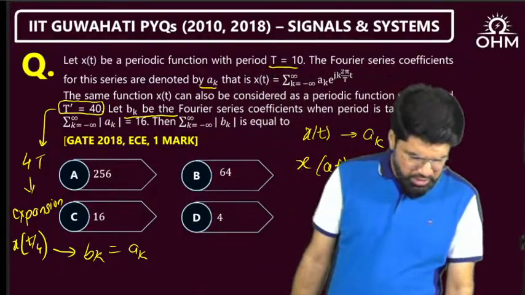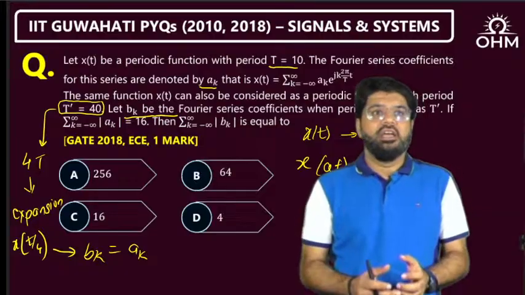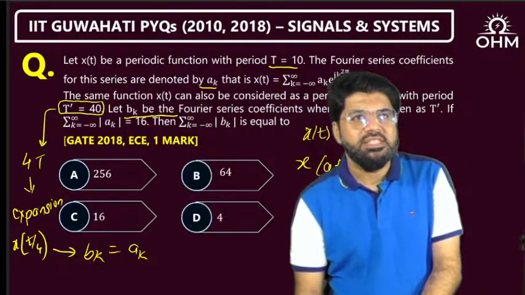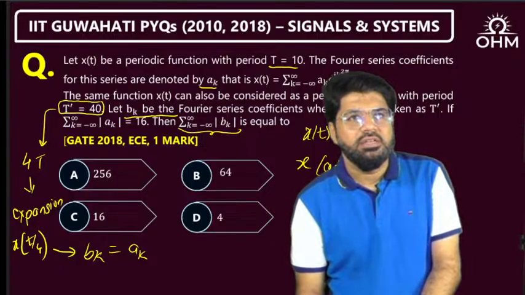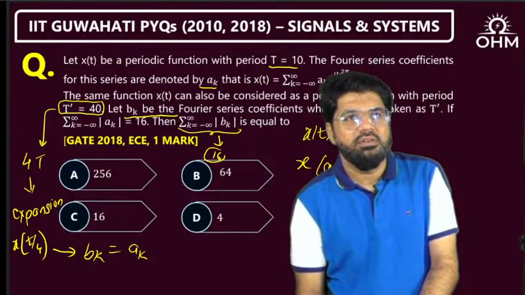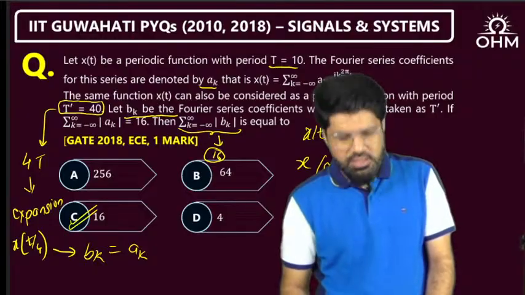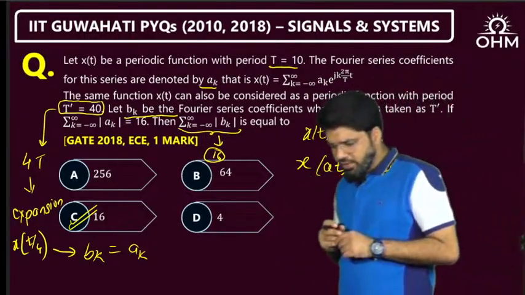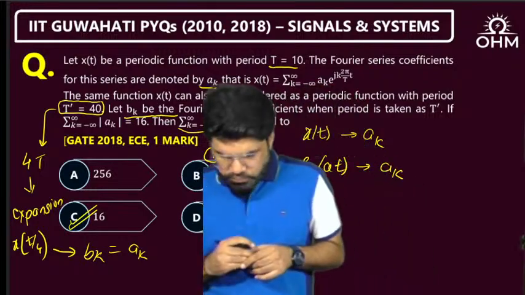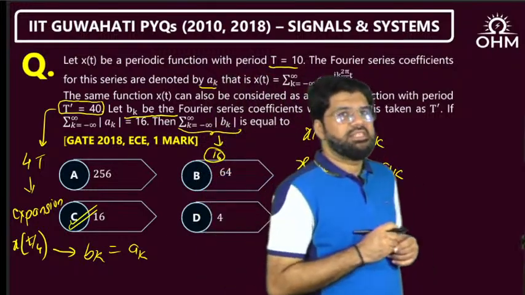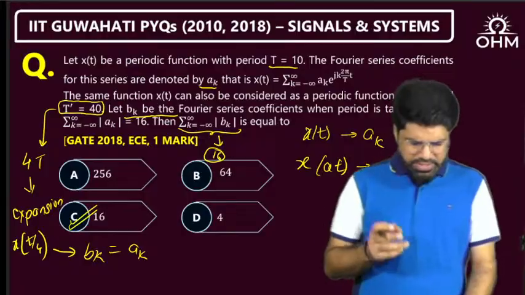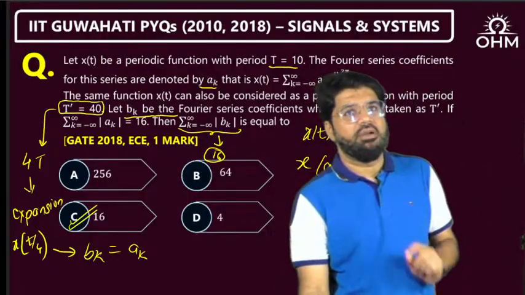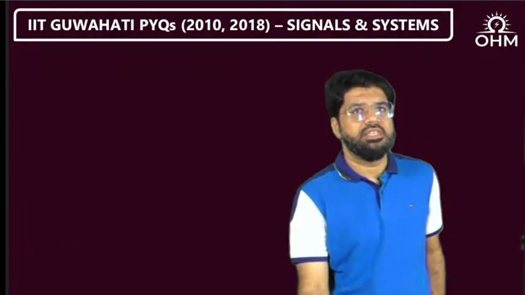Right. So Fourier series coefficients do not change. Because they do not change, whatever is the summation of mod a_k is the same as the summation of mod b_k. So this also will be 16 only. Option number C. This also is going to be 16. Clear, everybody? Will be 16 only. Same. That's why it's a fundamental 1 mark question, if you know the expansion or compression, time scaling property for Fourier series.